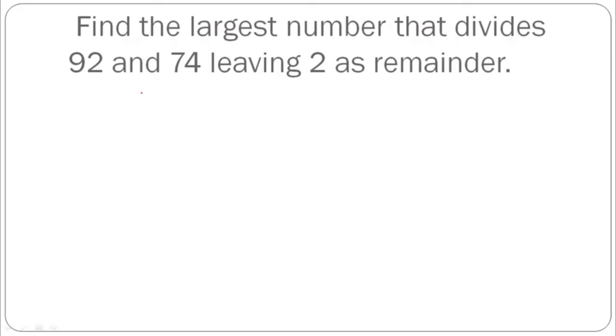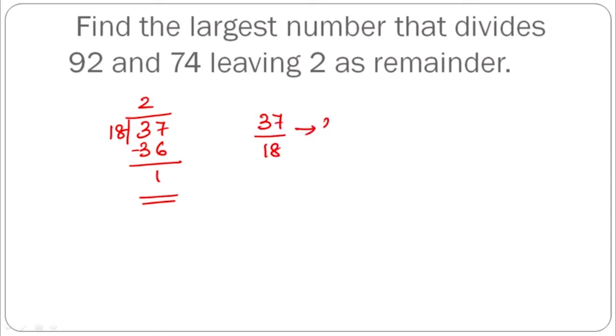Let us consider a number 37 and divide it by 18. When I do 37 divided by 18, what is the answer that I get? I get 18 2s are 36. So, I get 2 as my quotient and 1 as my remainder. So, whenever I divide 37 by 18, I get the remainder as 1. Correct?